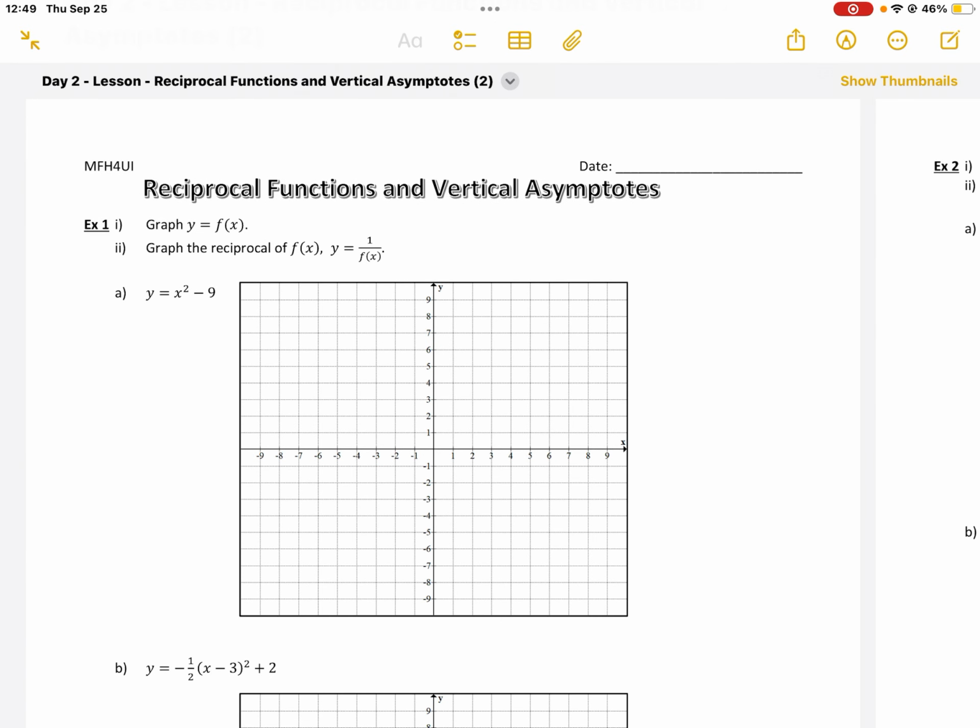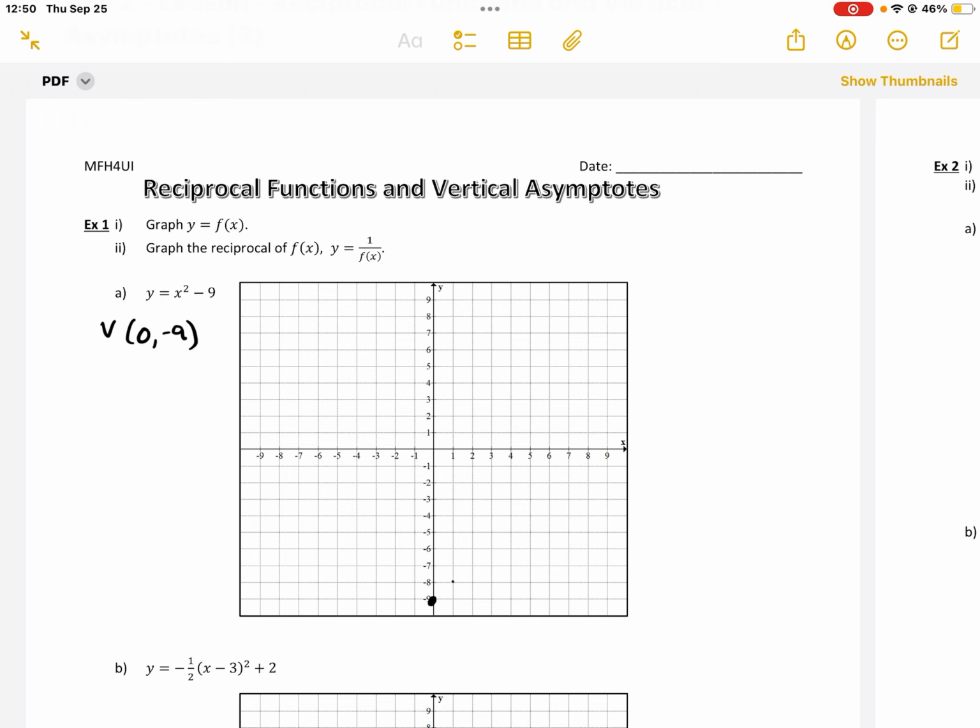Here we're going to start with graphing another reciprocal function. We have a parabola as our starting function, which means that we are expecting to see three parts in our reciprocal graph. So I'm going to start by graphing y equals f of x, which is our parabola x squared minus 9. I need to know my vertex, and I know that my vertex is at (0, -9) from the form of my equation.